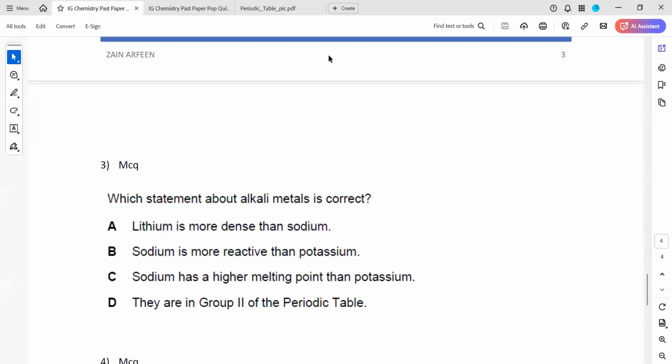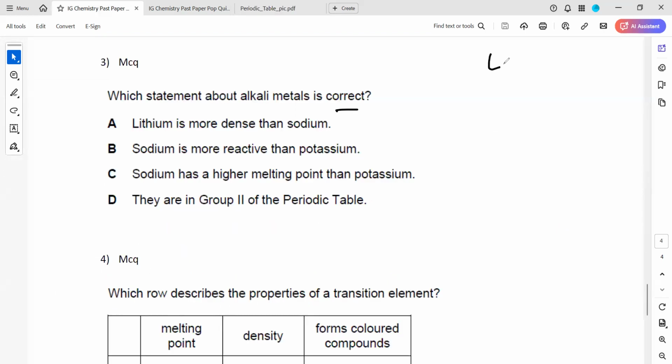Question 3. Which statement about alkali metals is correct? What are the alkali metals? We have lithium, sodium, potassium. Lithium is denser. First, what will happen to density as we go down the group? Density, Group 1. What happened to density? It increases.